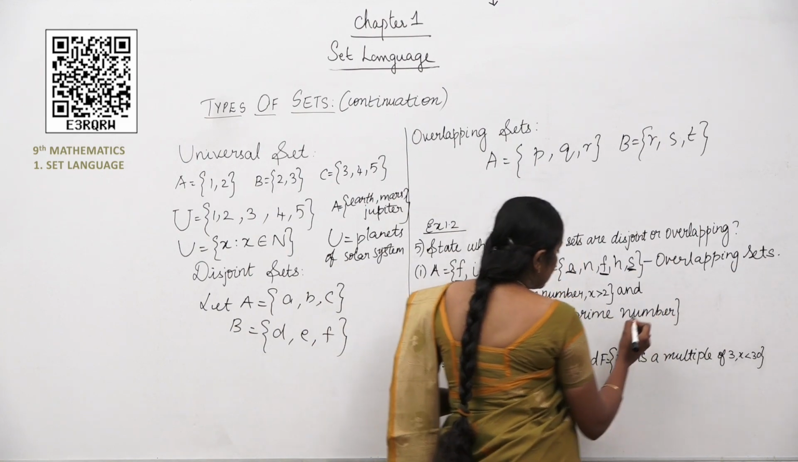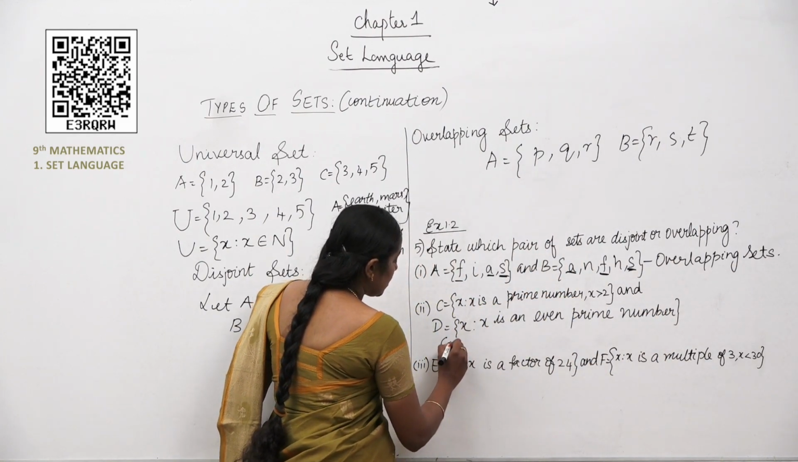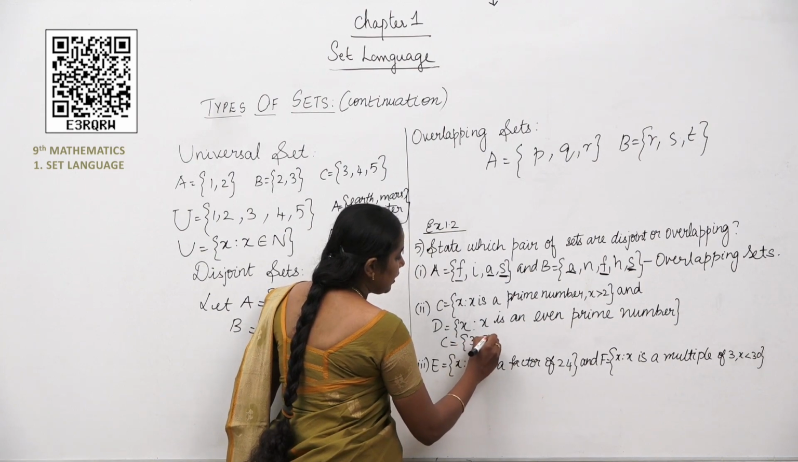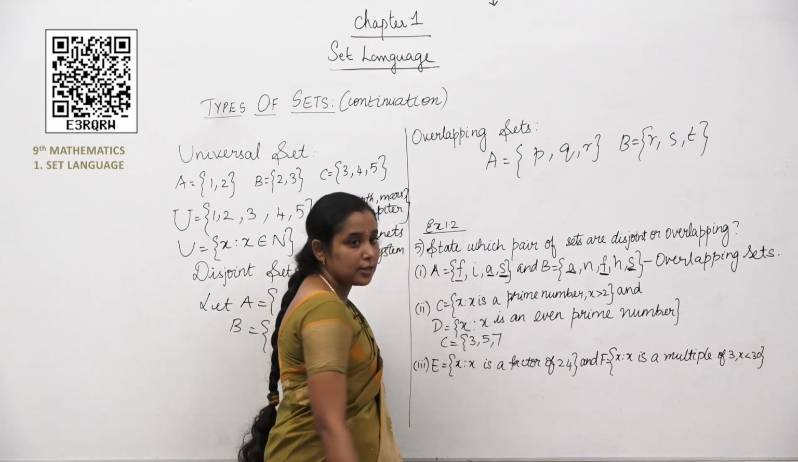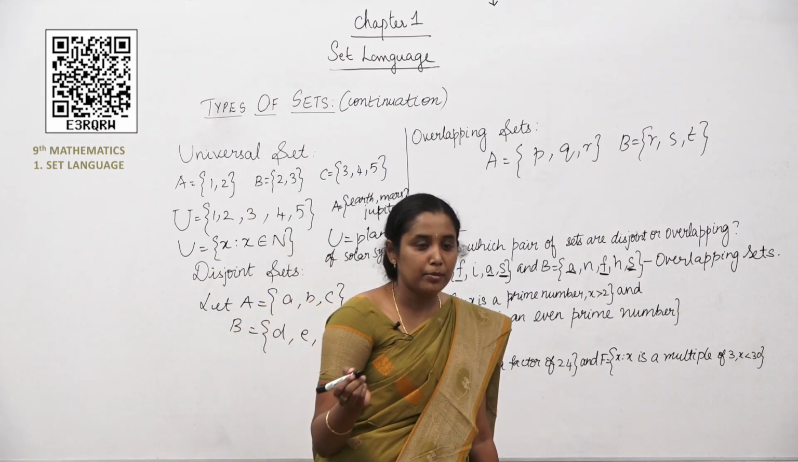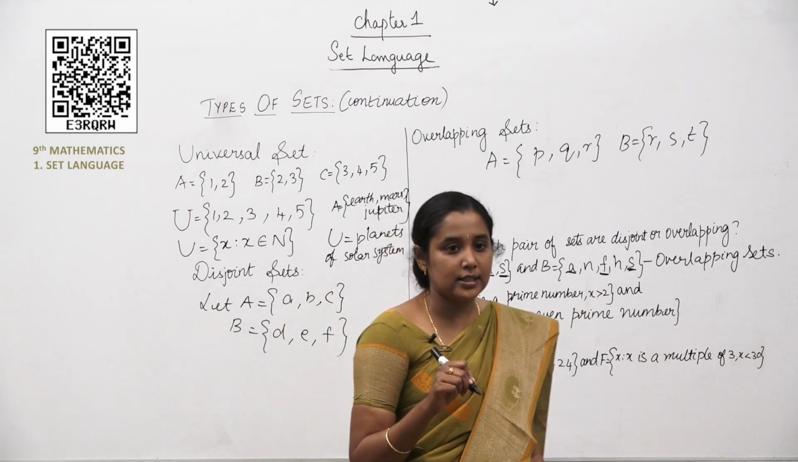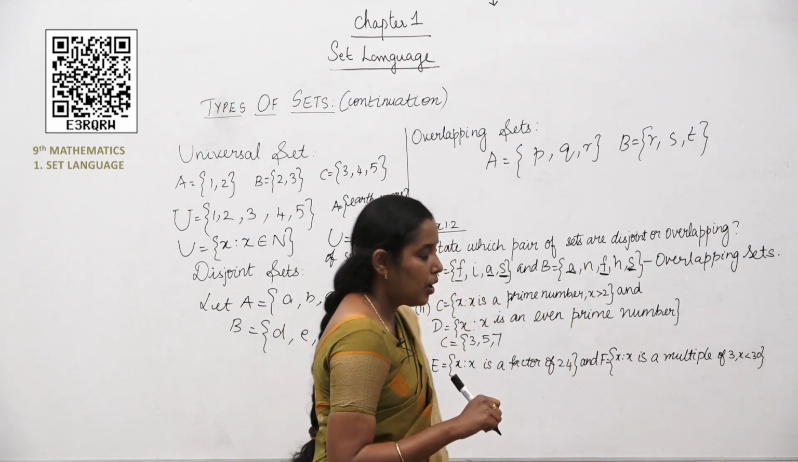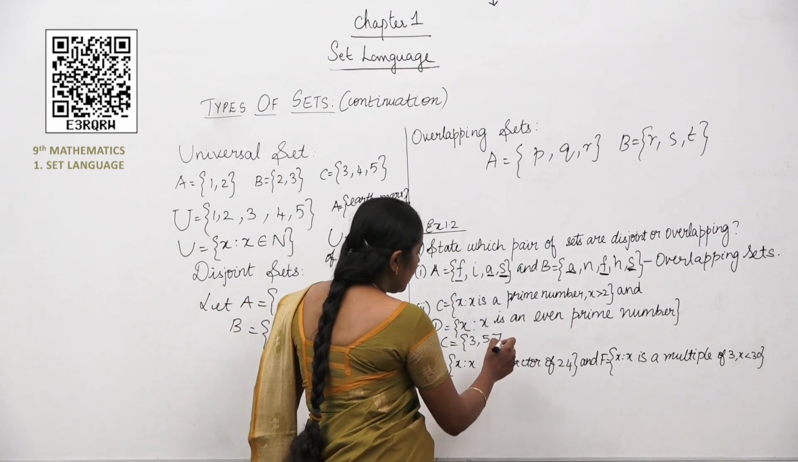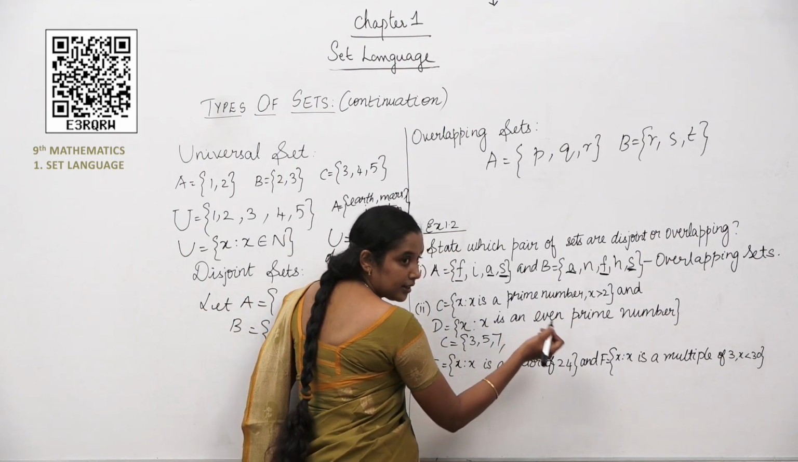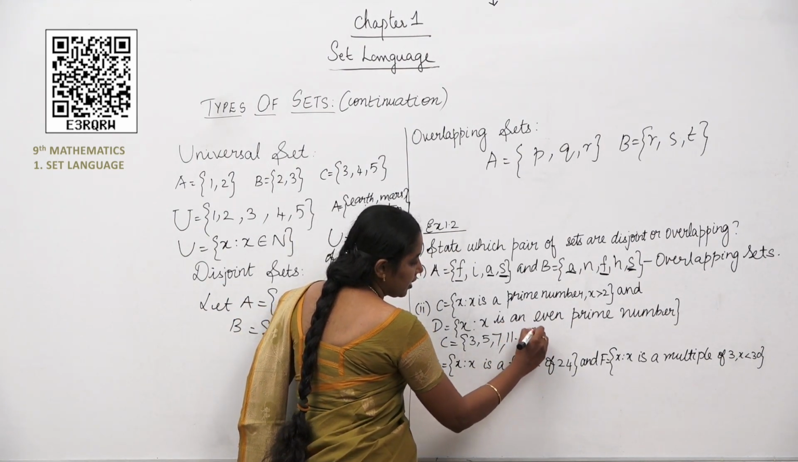So C is equal to 3, 5, 7. What is meant by a prime number? A prime number is a number divisible by itself and by 1. So 3, 5, 7, next 9 and 10 won't come, then 11, and so on.